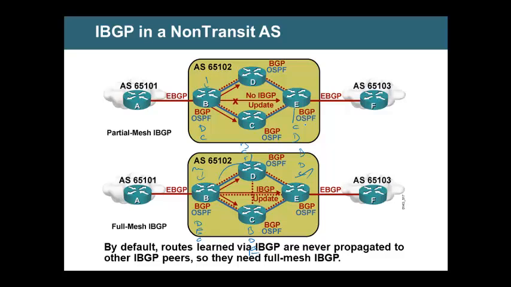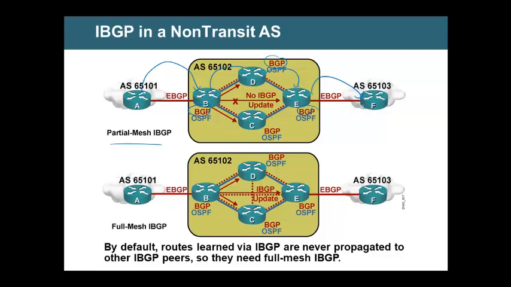What is the problem with partial mesh? You may say partial mesh is enough. Why are you saying that? Because you are saying this BGP will give to this BGP, this BGP will give to this BGP, and this will give to this. So you are correct. But that is not the way it works.